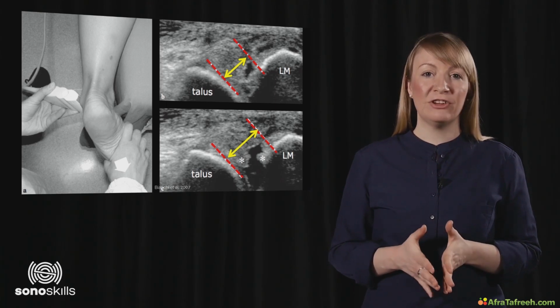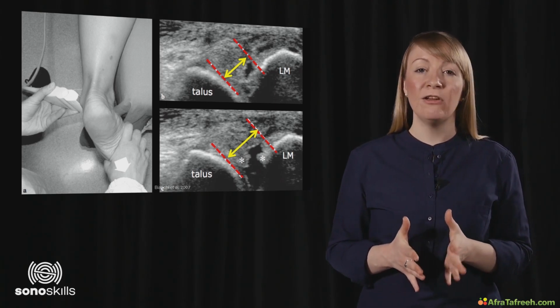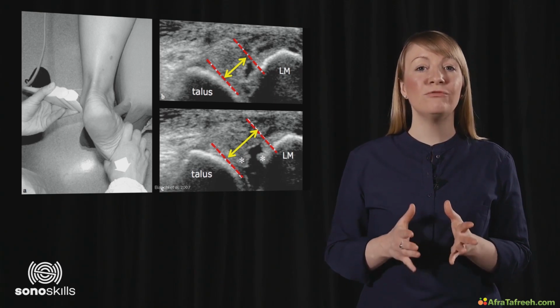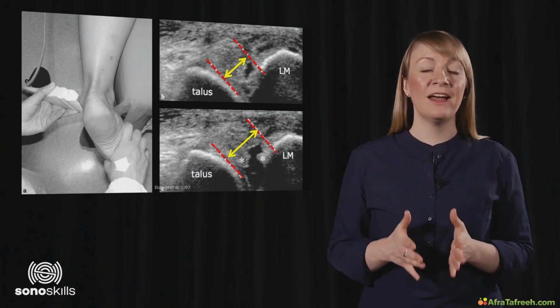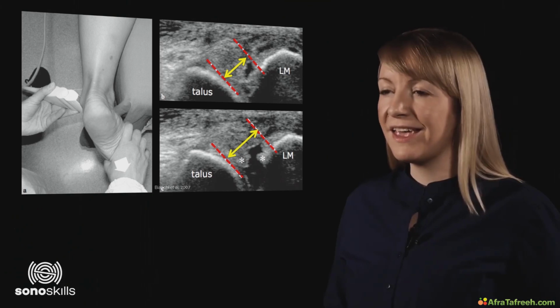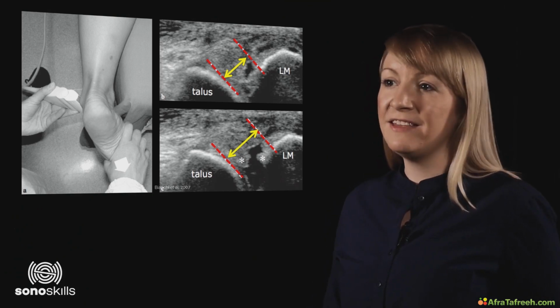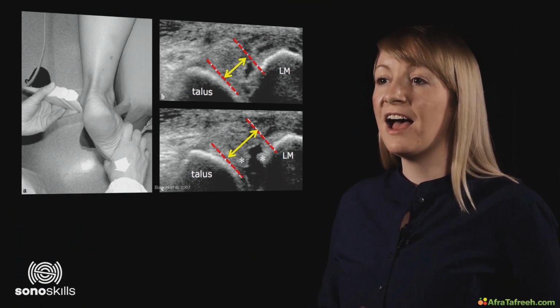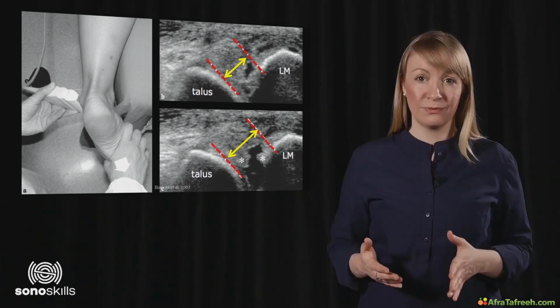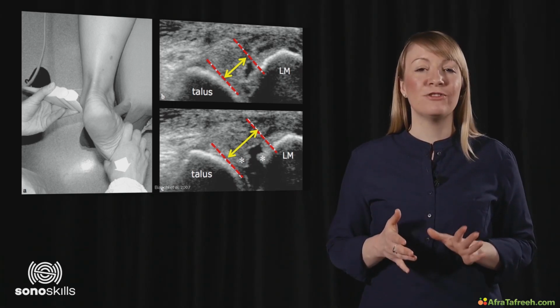The ultrasound images over the torn anterior talofibular ligament are obtained at rest and during maximal anterior traction. The red dashed lines demarcate the distance between the talus and the lateral malleolus. Note the opening of the joint space.